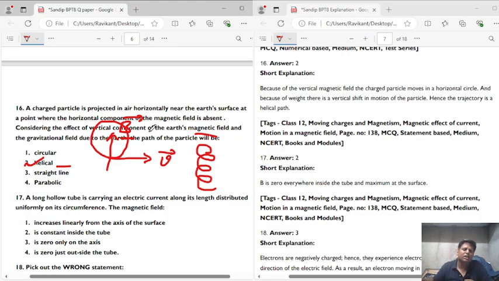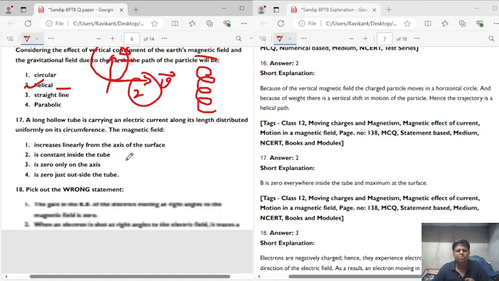The correct answer for question number 13 is option 2. Question number 16 is option 2.